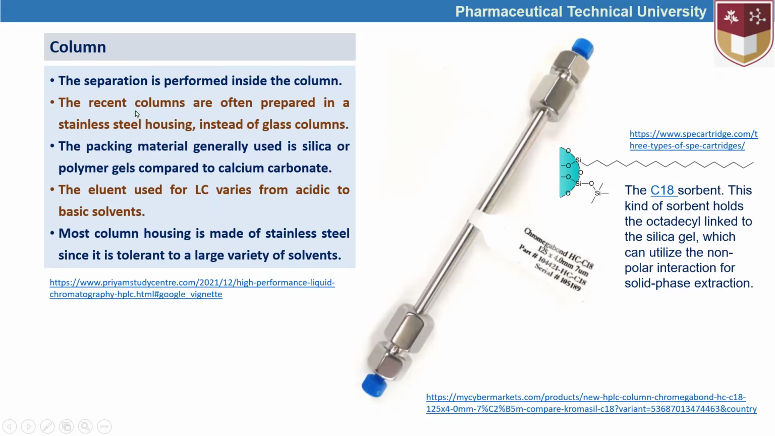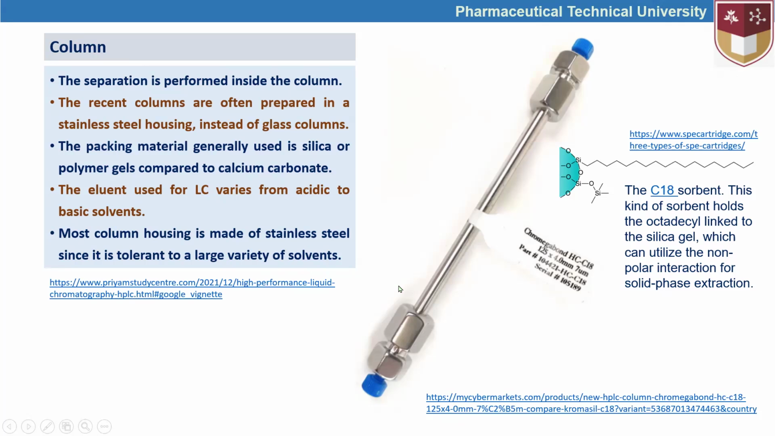The column is used for the separation. Recent columns are often prepared in a stainless steel housing instead of glass columns because the pressure inside is very high. Glass ones may not be stable enough to hold the high pressure inside. The packing material generally used is silica or polymer gels. The eluent used for liquid chromatography varies from acidic to basic solvents. Most column housing is made of stainless steel since it is tolerant to a large variety of solvents as well.